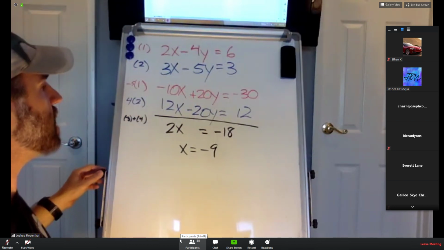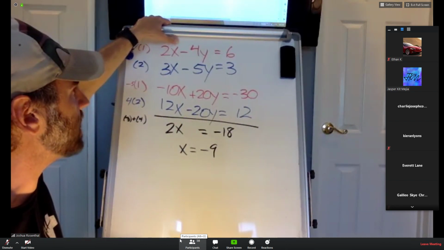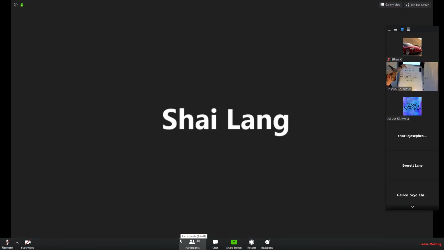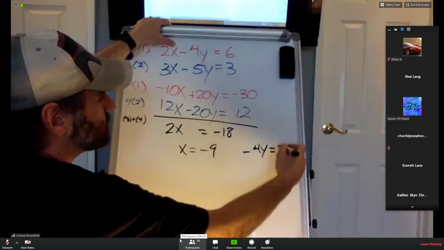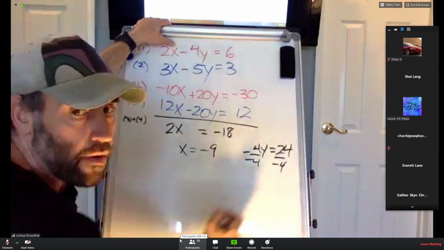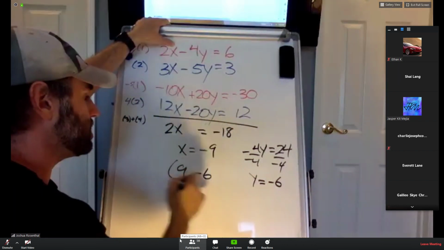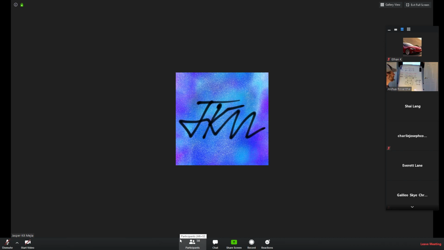Okay, so let's finish this up. Let's plug in the negative 9 here. 2 times negative 9 is negative 18. How do I neutralize the negative 18? Add 18 to both sides. So now I have negative 4y equals 24. So divide by negative 4. Y is equal to negative 6. So my solution is negative 9, negative 6.